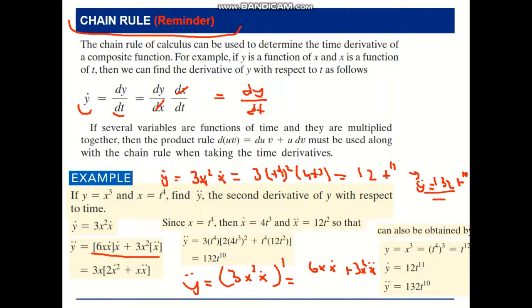Because x squared, okay, x dot here comes from here, and x dot comes from here. And when we just plug in, instead of x, t to the 4th, x dot 4t cubed, and x double dot 12t squared, we will end up with 132 t to the 10. You will apply it and then you will see by yourself.